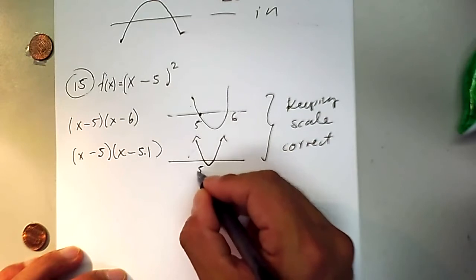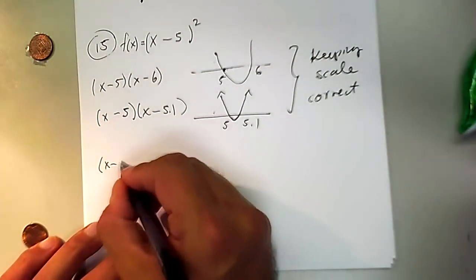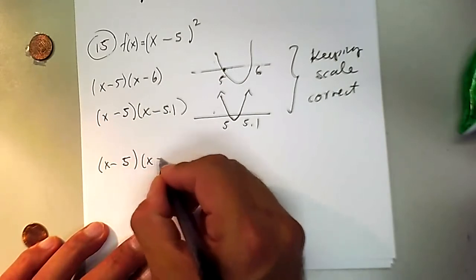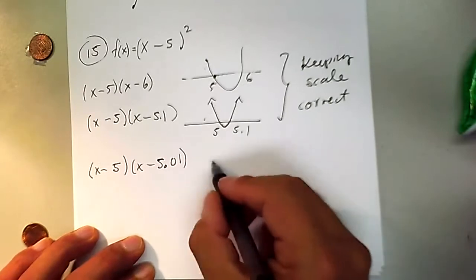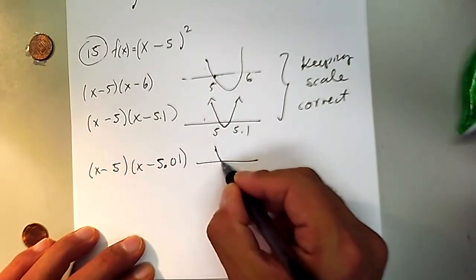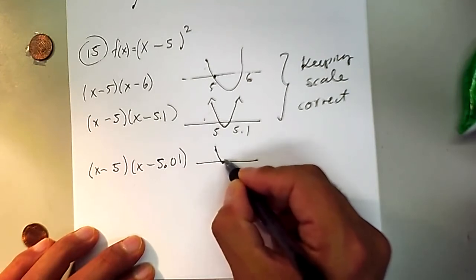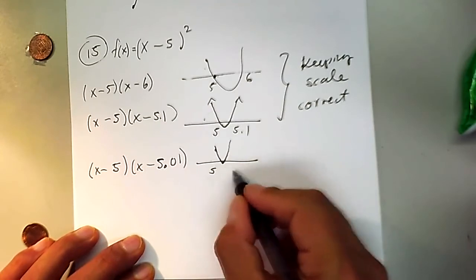So 5, 5.1. Now, if we did (x minus 5) and (x minus 5.01). Okay, so now I almost wouldn't be able to see because as soon as I cross through the 5, I have to turn around and come back. So one x-intercept would be 5, or (5, 0).